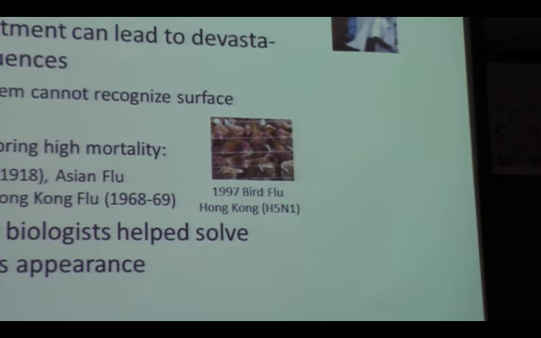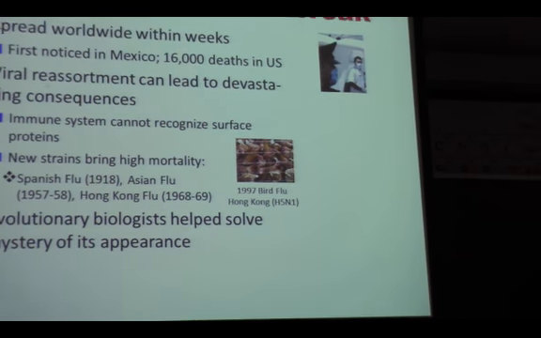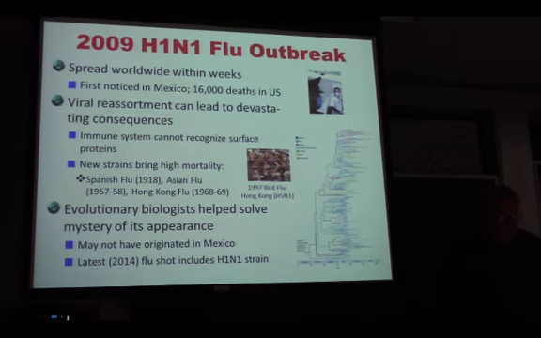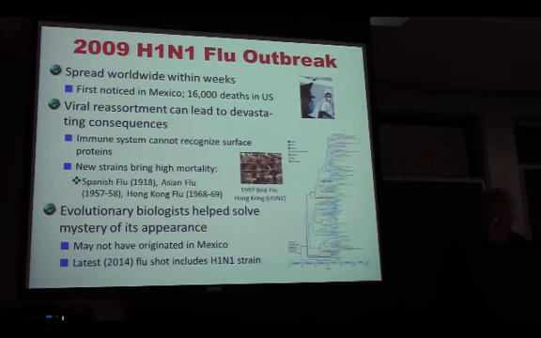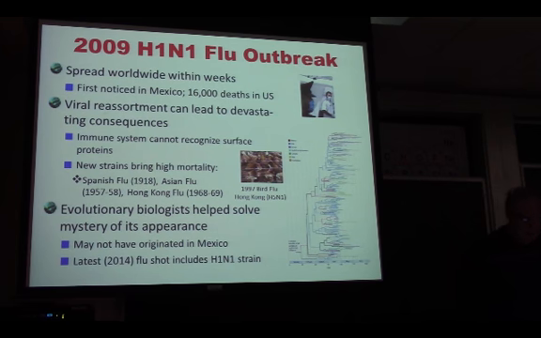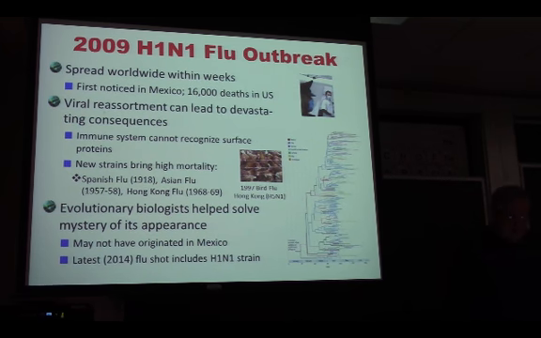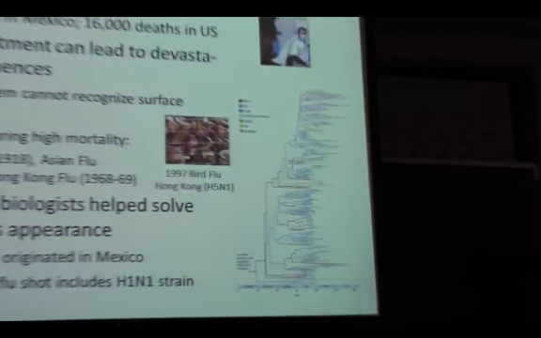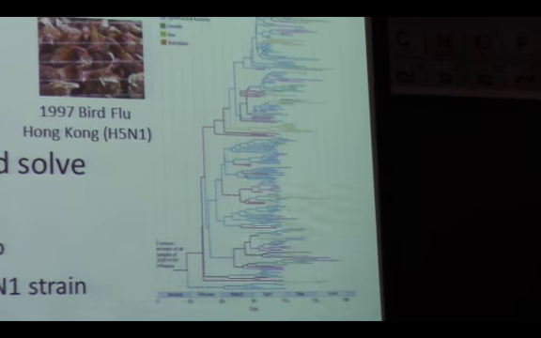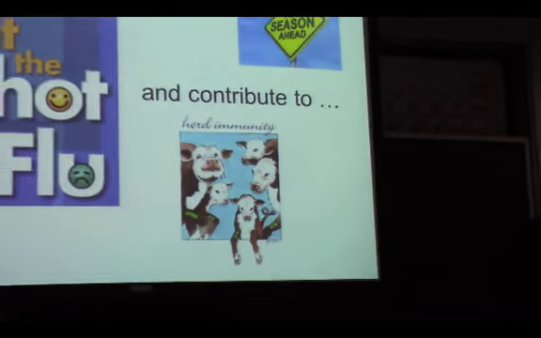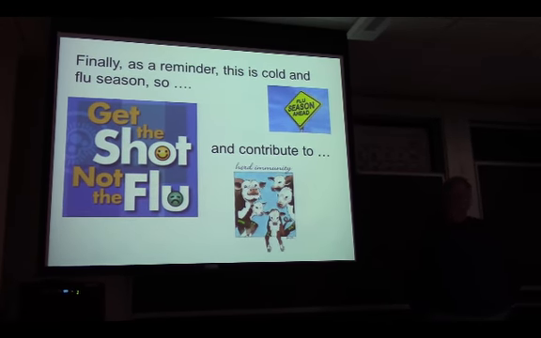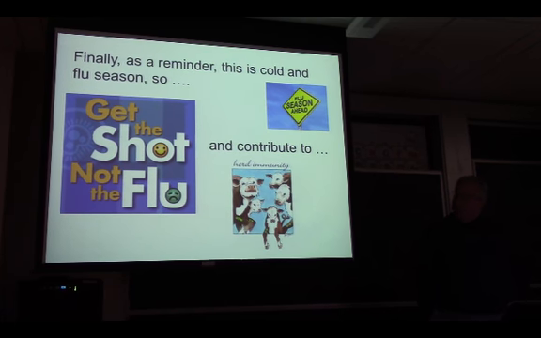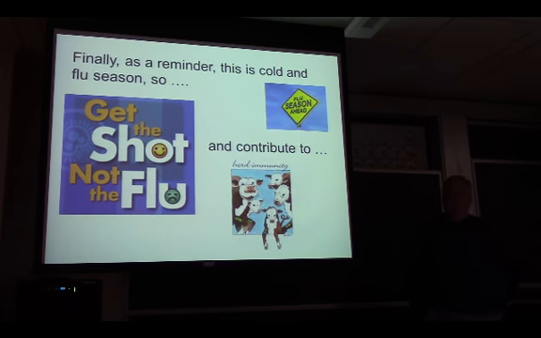Evolutionary biologists also help to solve the mystery of its appearance and also contribute to the production of new flu vaccines every year, including the one this year, which includes the H1N1 strain, which is another particularly nasty flu. So, the final message here is, it is the cold and flu season, so get the shot, not the flu, and let's all contribute then to herd immunity.